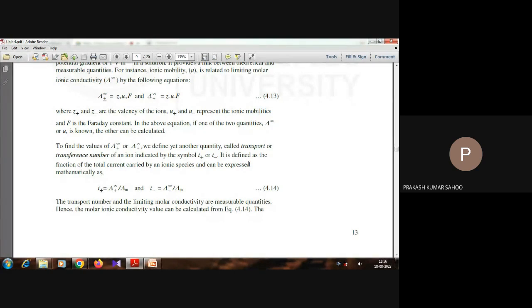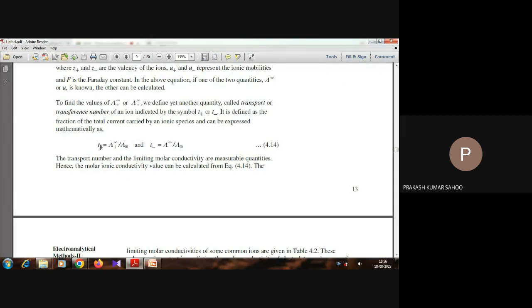That means it is the fraction of current. Suppose the total current passed through a solution is 10 ampere. How much current is carried by the positive ion and how much by the negative ion, with respect to the total? This is known as the transport number, denoted T plus and T minus. T plus equals lambda plus infinity by lambda m, the conductance at infinite dilution by molar conductance, and T minus is lambda minus infinity by lambda m. Always remember that T plus plus T minus is always equal to 1.